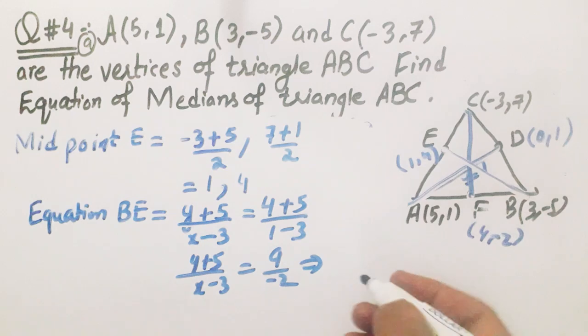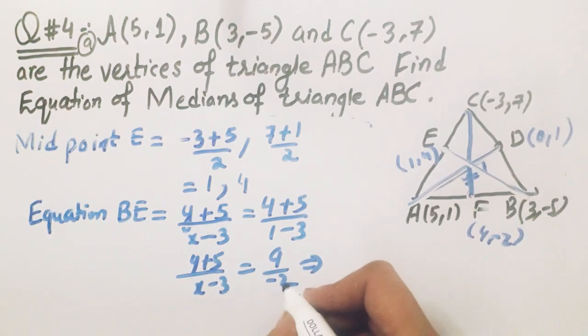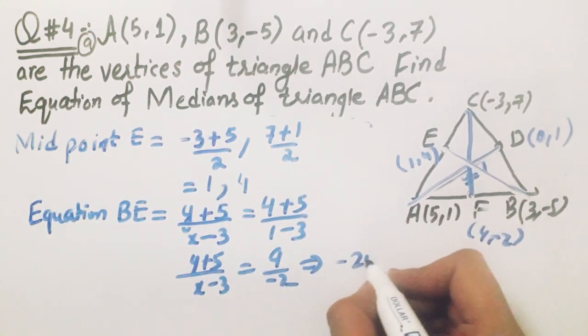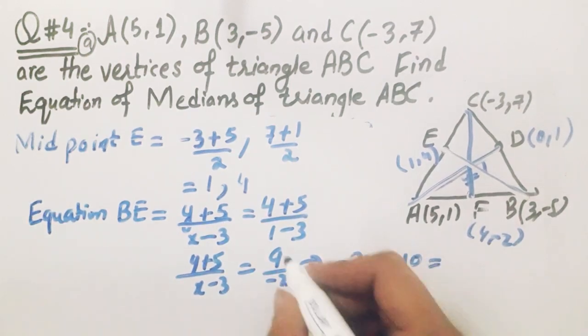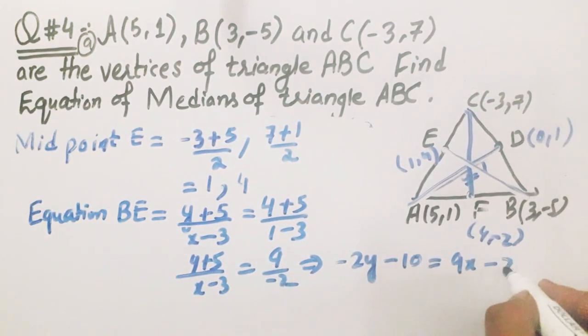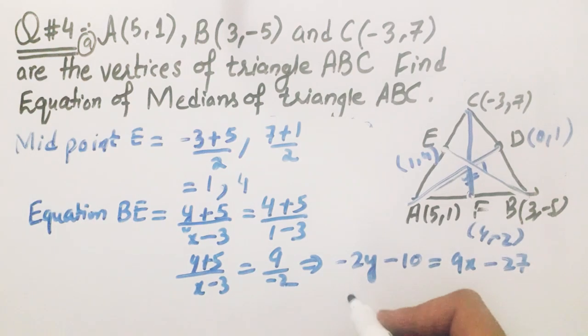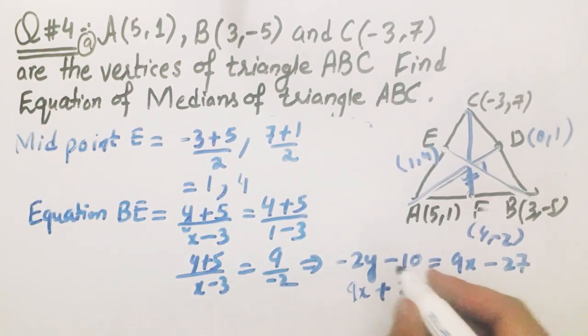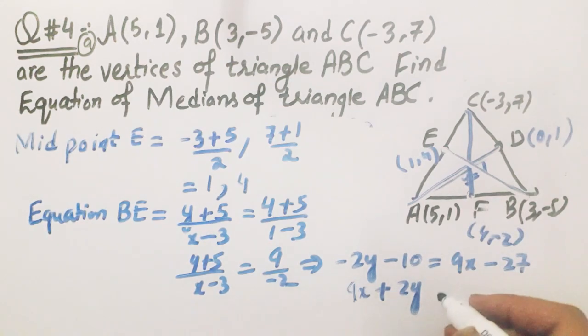So cross multiplying gives minus 2 multiplied by y is -2y minus 10, which is equal to 9x minus 27. So this will equal 9x plus 2y, and then minus 27 plus 10 is equal to minus 17. So this is the equation of BE. Now we will solve the B part.